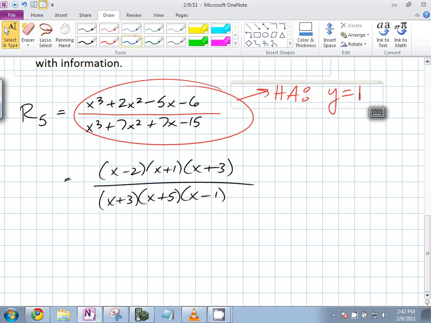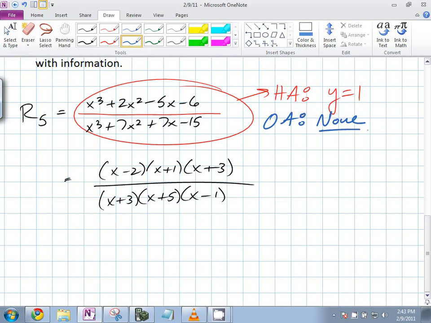Well, that also tells us, what about oblique asymptotes? None. There are none. You know that. It's good. So at this point, no questions yet. Step 1. And now let's just start calling people out.